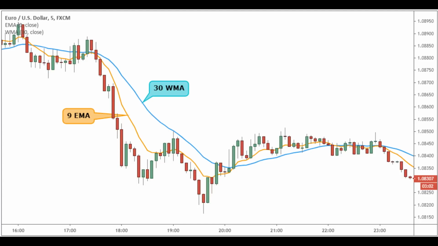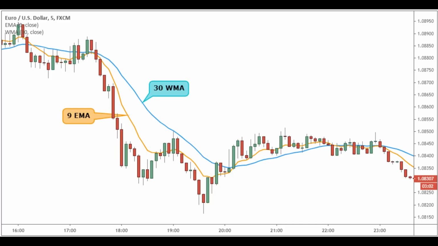What is the 930 trading setup? Originally, the 930 trading setup was developed by Mike Burns, and involves using a combination of two moving averages: a 9-period exponential moving average, EMA, and a 30-period weighted moving average, WMA. In this case, the 9 EMA is our short-term moving average, while the 30 WMA is our long-term moving average.